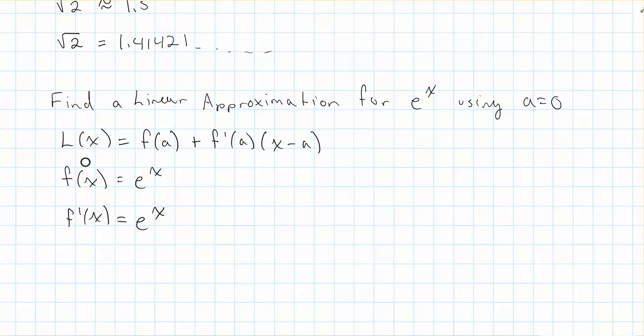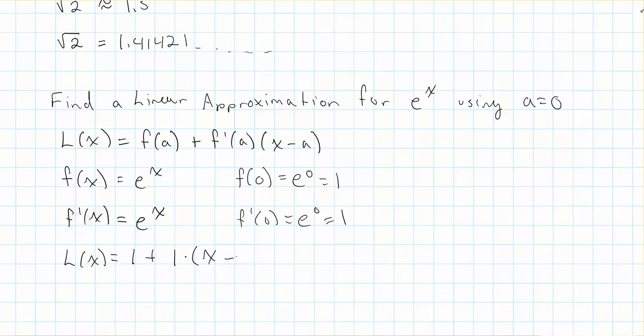And then f at 0 would be e to the 0, which of course is 1. F prime at 0 would be e to the 0, which is also 1. And so my linear approximation would be f at a, which is 1, plus f prime at a, which is 1, times x minus a, and in this case a is 0. So my linear approximation here is equal to 1 plus x.